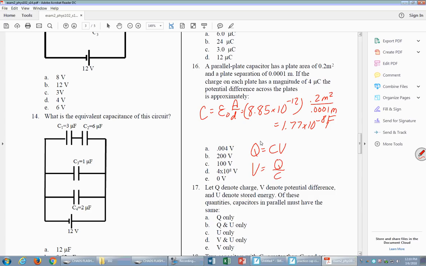And then if I want to know the potential, Q is equal to CV, so V is equal to Q divided by C. Oh, I see. I better know what you did. Here we have to convert this to coulombs. Did you do that? Yeah, that's your problem. And then 1.77 times 10 to the minus 8 farads. That gives me my voltage. I get 225 volts, or 200 volts, rounding off.